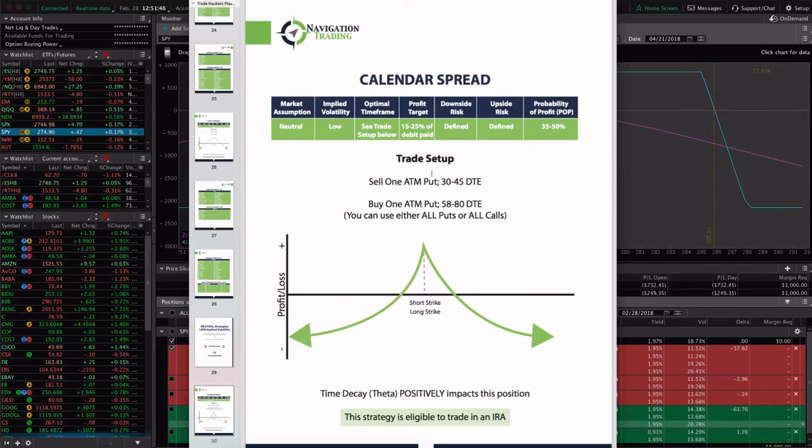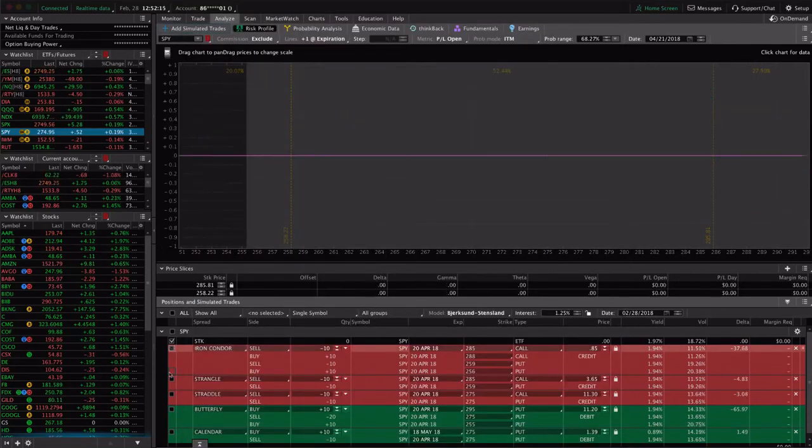To enter a calendar, you're simply going to sell one at the money put in that 30 to 45 days to expiration, and you're going to buy an at the money put in a further out expiration cycle, in that 58 to 80 days. This is what that'll look like on the graph. Like the others, time decay is positive, and this strategy is eligible to trade in an IRA. So you can trade it in an IRA or a margin account. Let's go back to the platform and take a look.